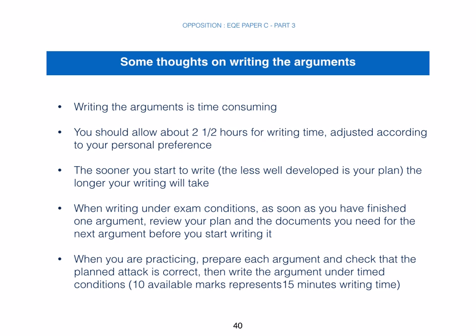Writing the arguments is time consuming. You should allow about 2.5 hours for writing time, adjusted according to your personal preference. The sooner you start to write, meaning the less well developed is your plan, the longer it may take you to write the answer. On the other hand, the later you start to write, you need to write faster and or shorter. You have to work out the best balance that suits you for when to start writing.